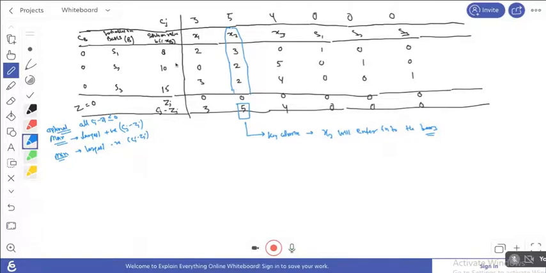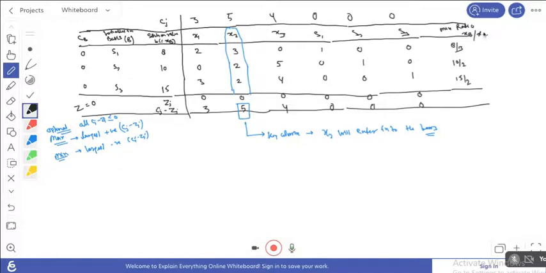Now we have to find the minimum ratio. This is the test for feasibility, and this is the test for optimality. What is your minimum ratio? We take XB over the key column, which is x2, and find the corresponding ratio. This is 8 over 3, because the XB value is 8 here and this is 3. We have 10 by 2 here, and 15 by 2 here.